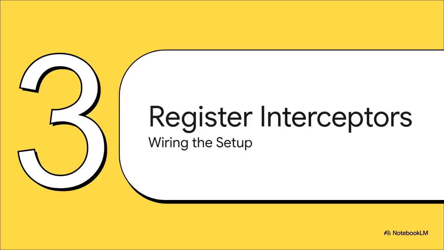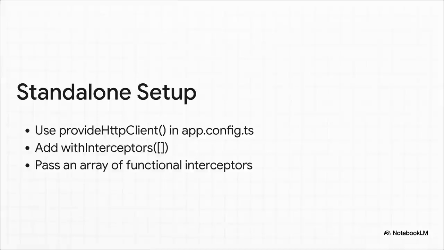Section 3. Registering your interceptors. Putting the workers on the line. All right, now that our functional interceptors are built and properly using dependency injection, we need to actually wire them up to the assembly line using Angular's standalone API configuration.